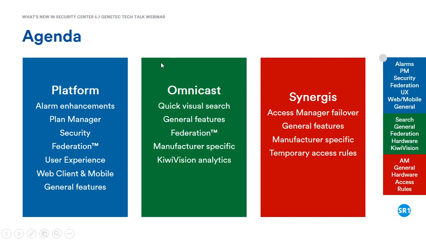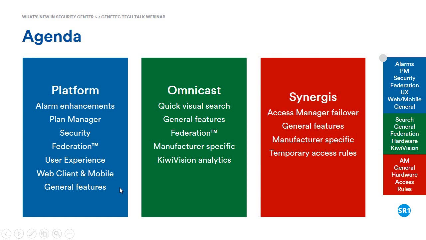Looking at the things we're going to cover today, we're going to start off taking a look at some of the enhancements added to alarms. After that, we have a few things we've added to Plan Manager that are pretty cool. We'll take a look at a few security and federation enhancements after that, and then some general user interface and user experience things that have been changed or added as of 5.7. We're also going to go through web client and mobile, and then some general features that don't really fit into any particular category, but need to be mentioned just the same.